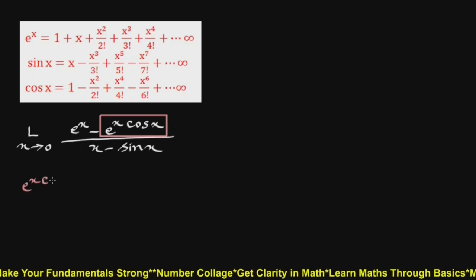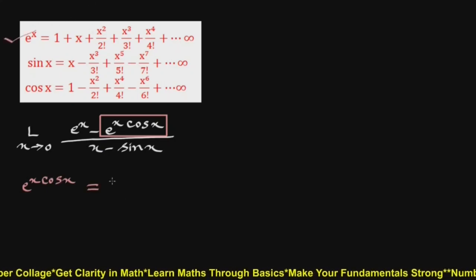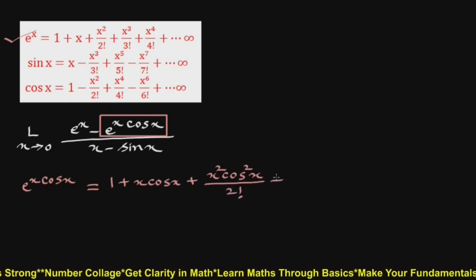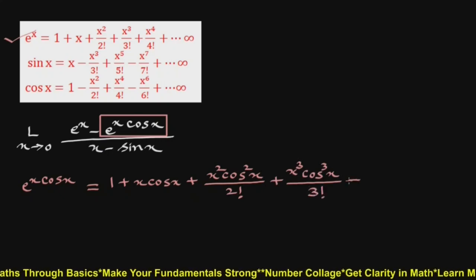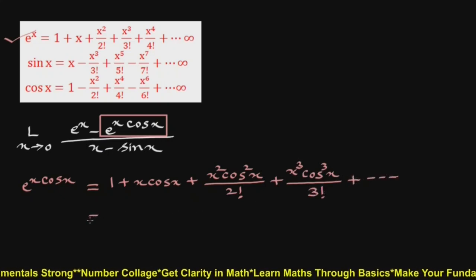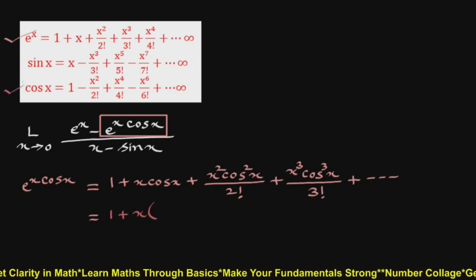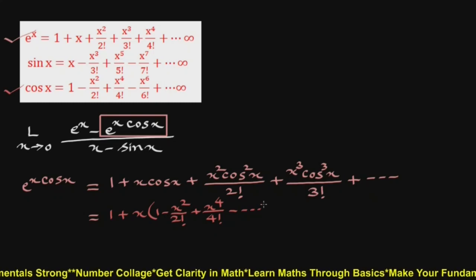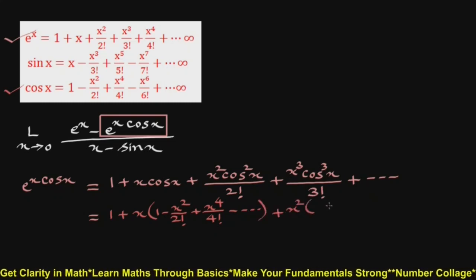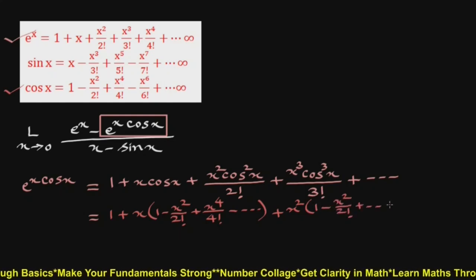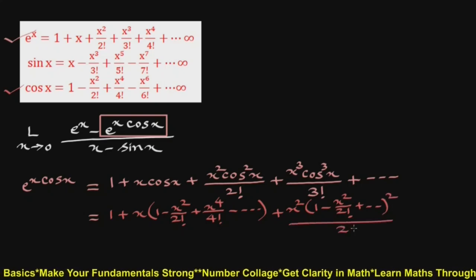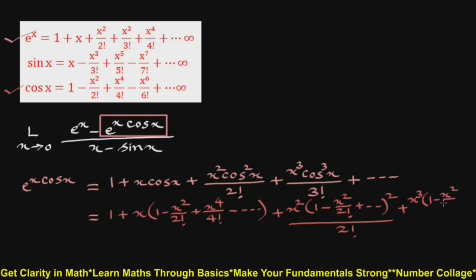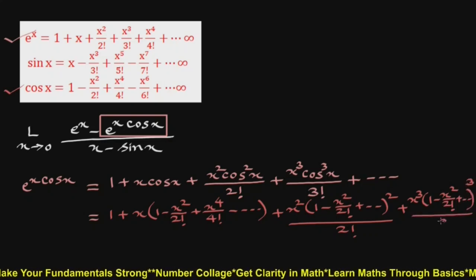e raised to x cos x will be, according to this expansion of e raised to x, 1 plus x cos x plus x square cos square x upon 2 factorial plus x cube cos cube x upon 3 factorial plus so on and so forth up to infinity, which is 1 plus x into expansion of cos x, 1 minus x square upon 2 factorial plus x raised to 4 upon 4 factorial minus so on and so forth, plus x square into expansion of cos x, 1 minus x square upon 2 factorial plus so on and so forth whole square, upon 2 factorial, plus x cube into expansion of cos x, 1 minus x square upon 2 factorial plus so on and so forth whole cube upon 3 factorial, plus so on and so forth.